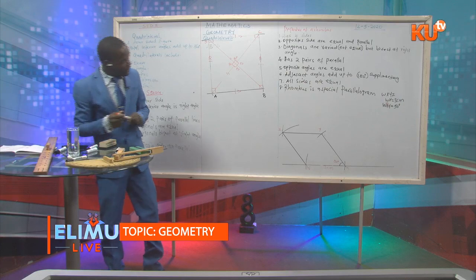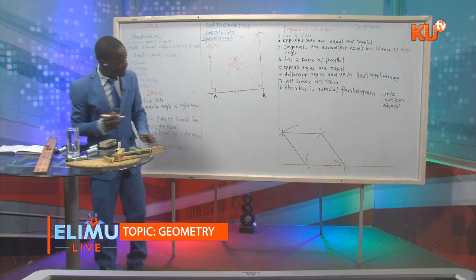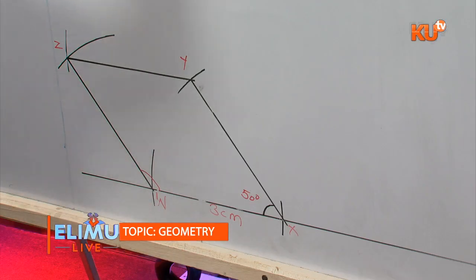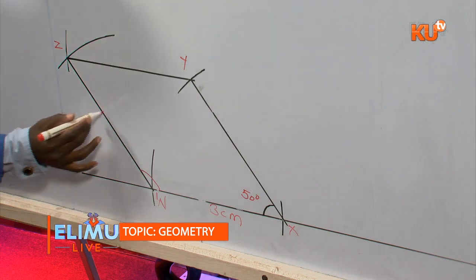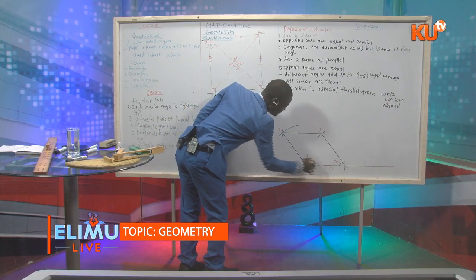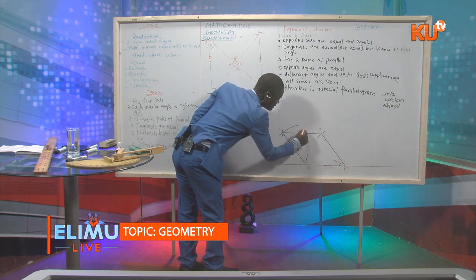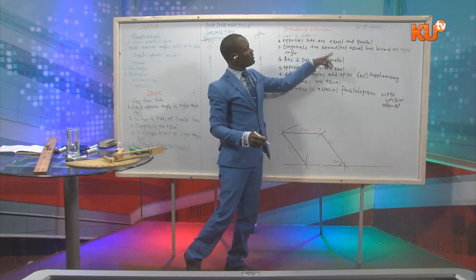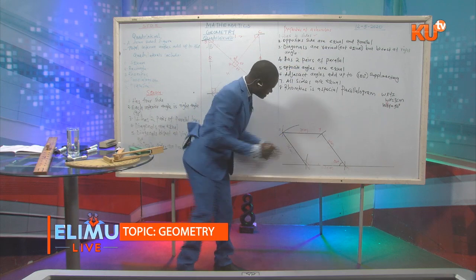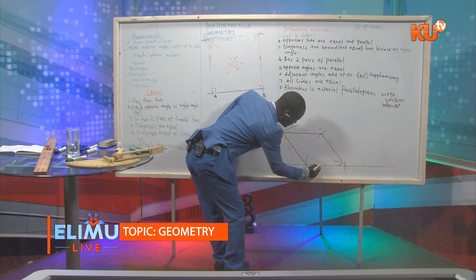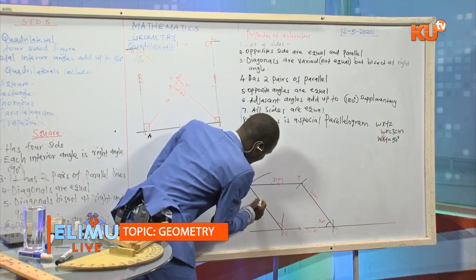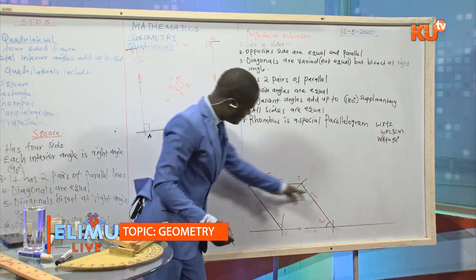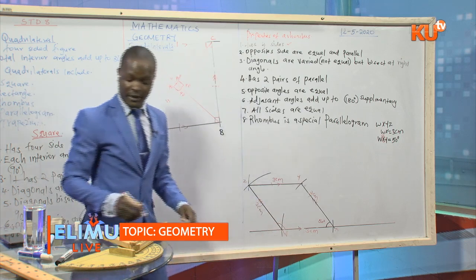Now, we want to confirm the properties that I discussed earlier. I will start with four sides. If you look at this, it has four sides, and the sides are equal. So this is 3 centimeters, this is 3 centimeters, and this is also 3 centimeters. Opposite sides are equal and parallel. I said parallel lines are lines that cannot meet and will never meet. So it has two pairs. This and this makes one pair. This and this also makes a pair.